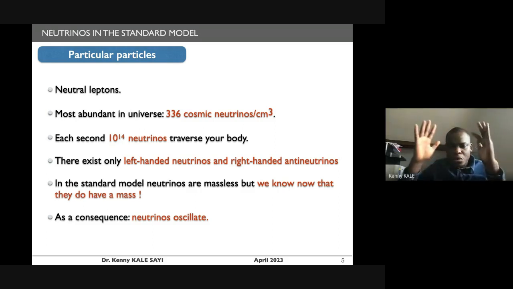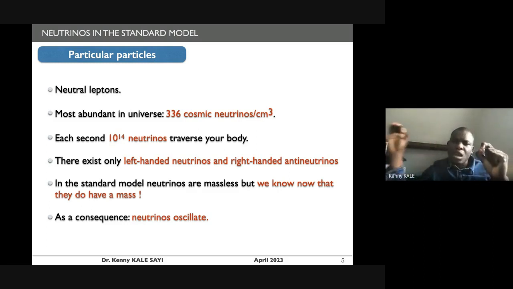So they oscillate. This means I produce my neutrino with a special flavor and I detect it after some distance with a different flavor, different from the one it had when it had been produced. And this is very, very special. This is what we call the neutrino oscillation. Neutrinos change the flavor as they travel in the universe. And they can do this only if they have mass.